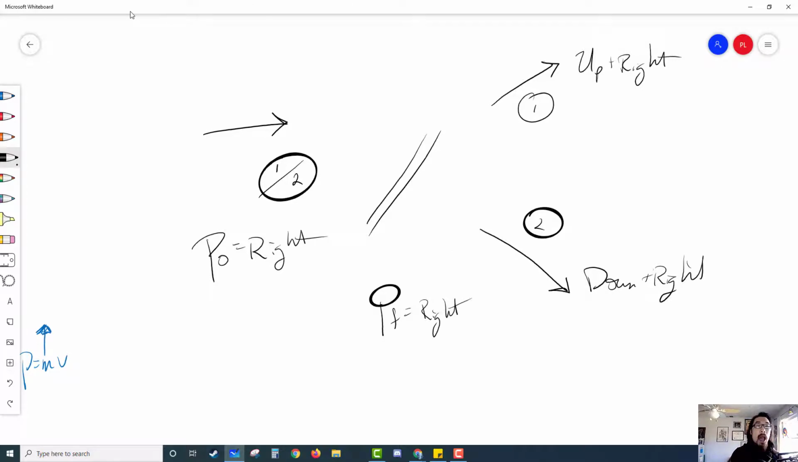Now see what I do here. I'm going to do all my x momentum in blue. I'm going to make it a little bit bigger for us to see.